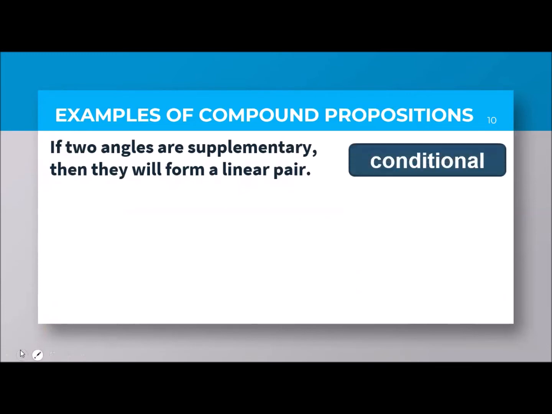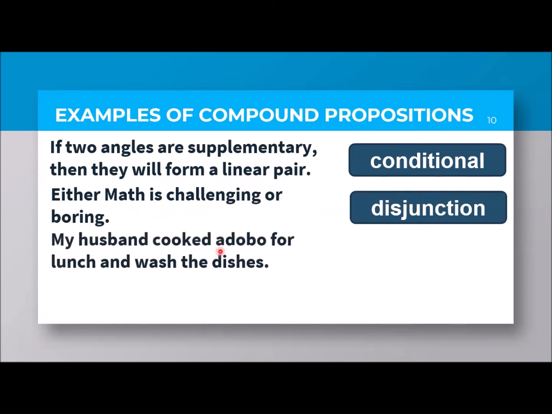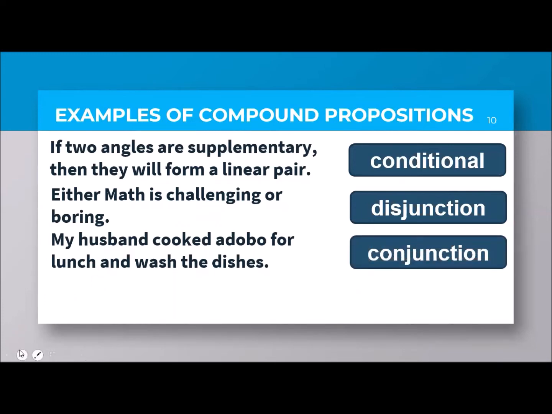Kaya iyan po ay conditional. Next one: either math is challenging or boring. Yung "or" na iyan, it talks about disjunction. My husband cooked adobo for lunch and washed the dishes. The connective here is "and." And ang tawag po diyan ay conjunction.